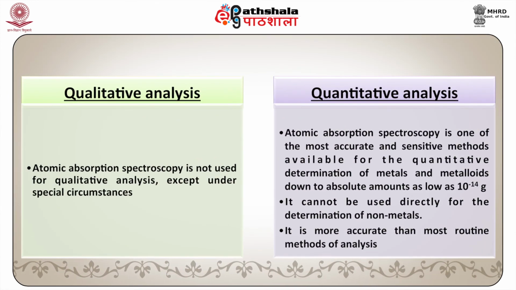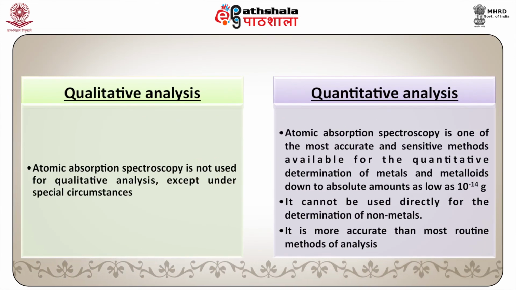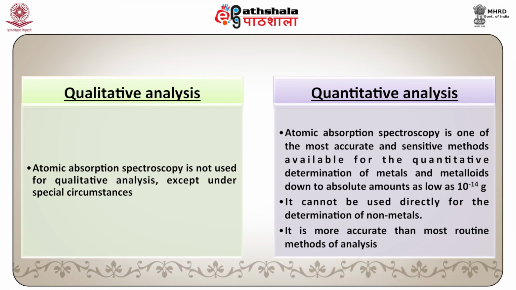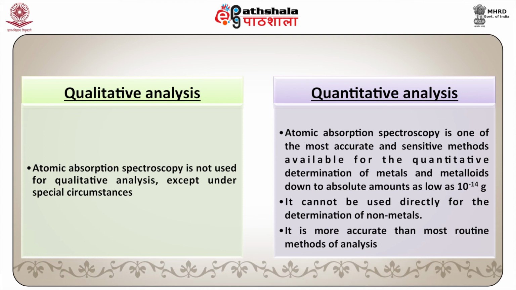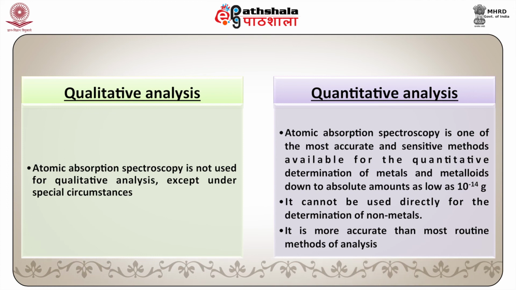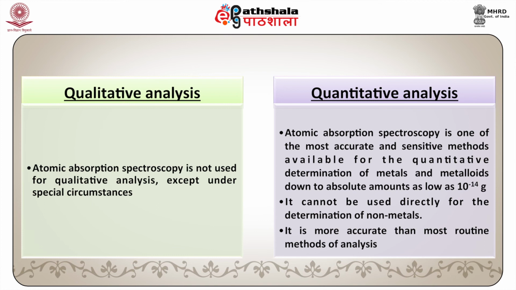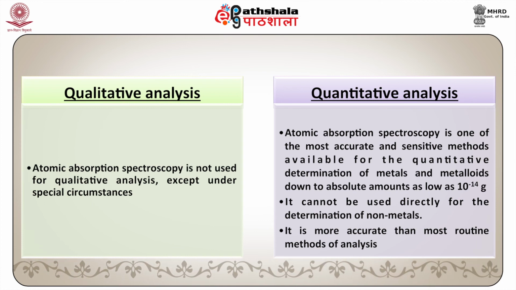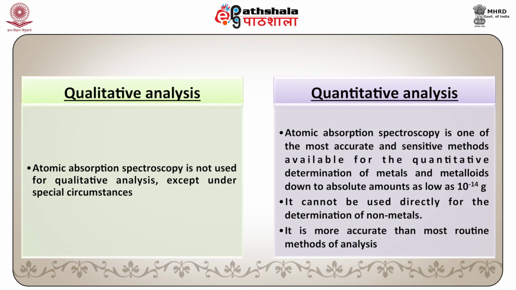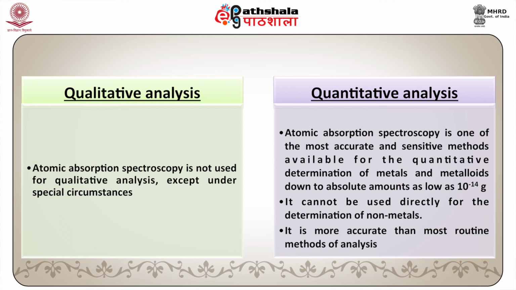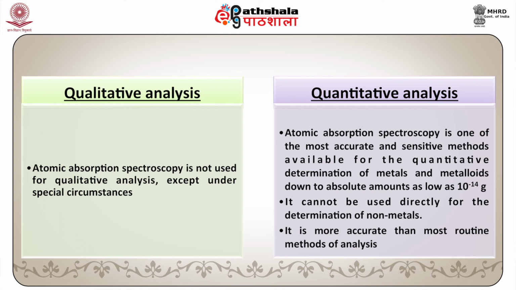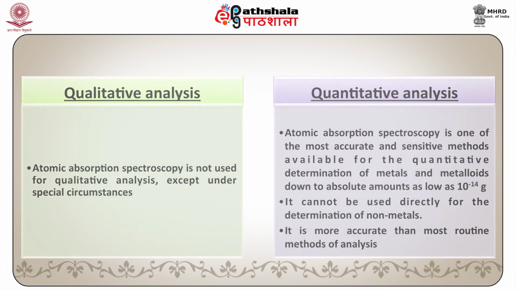Qualitative analysis. Atomic absorption spectroscopy is not used for qualitative analysis except under special circumstances. Quantitative analysis. Atomic absorption spectroscopy is one of the most accurate and sensitive methods available for the quantitative determination of metals and metalloids, down to absolute amounts as low as 10^-14 grams. It cannot be used directly for the determination of non-metals. It is more accurate than most routine methods of analysis.